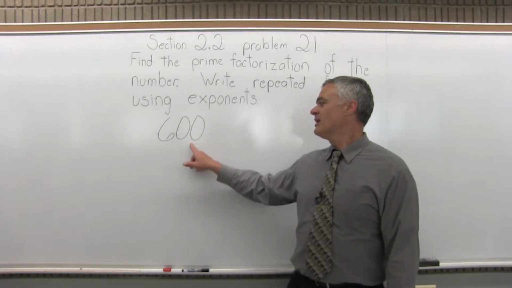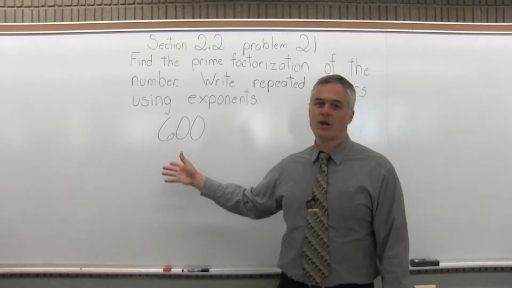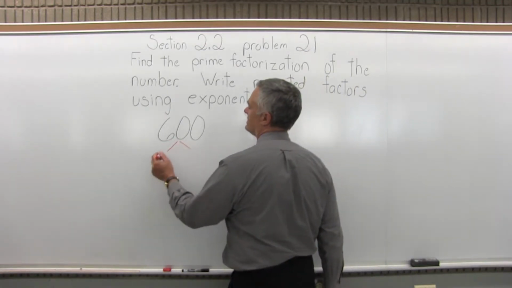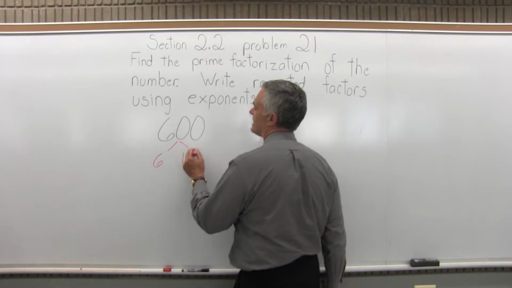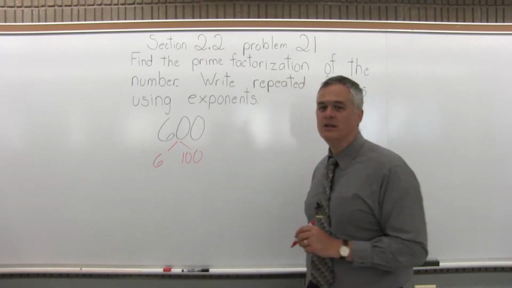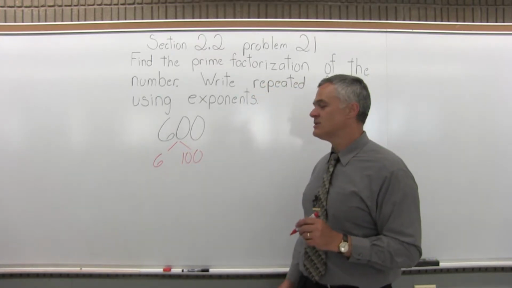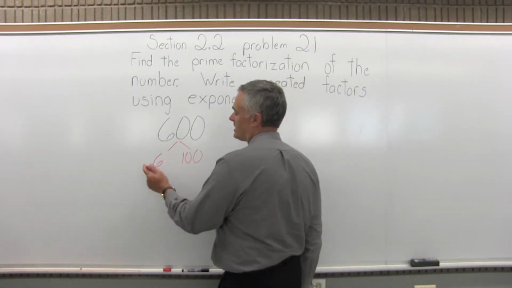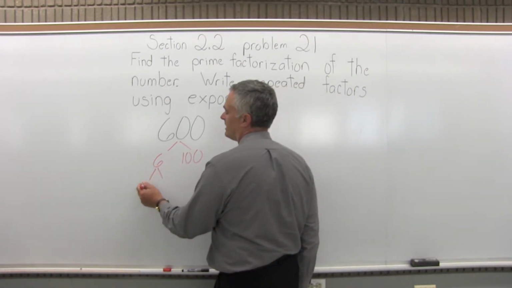So, I don't feel that I need to start with a prime. You can, some people do. The first thing that jumps into my mind is 600 can be made with 6 times 100. That works great. Neither one is prime, but it's a good place to start. Neither one is prime, so I can break each one down a little bit again.